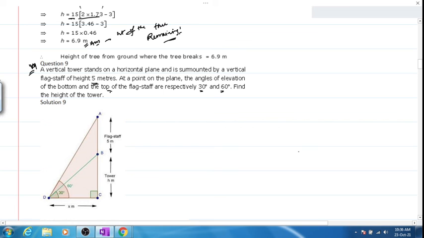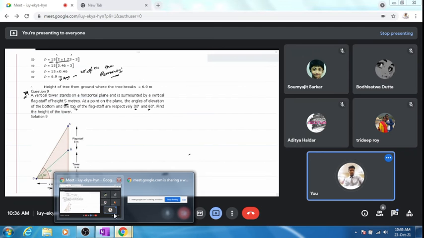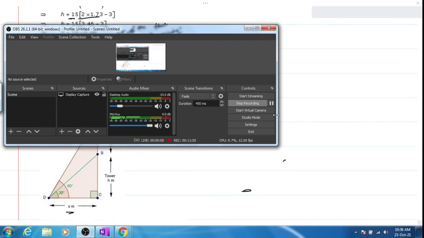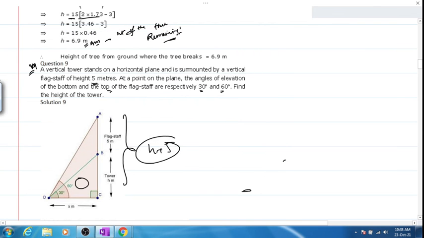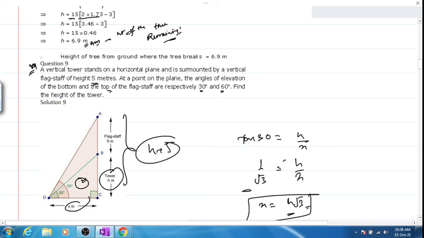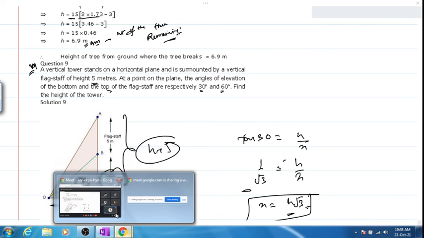Anyone want to calculate the distance and the height of the tower? In this small triangle, you'll be getting the h in terms of x. You'll have tan 30 equal to h by x. 1 by root 3 is equal to h by x, and your x is equal to h root 3. Clear? Now go on.